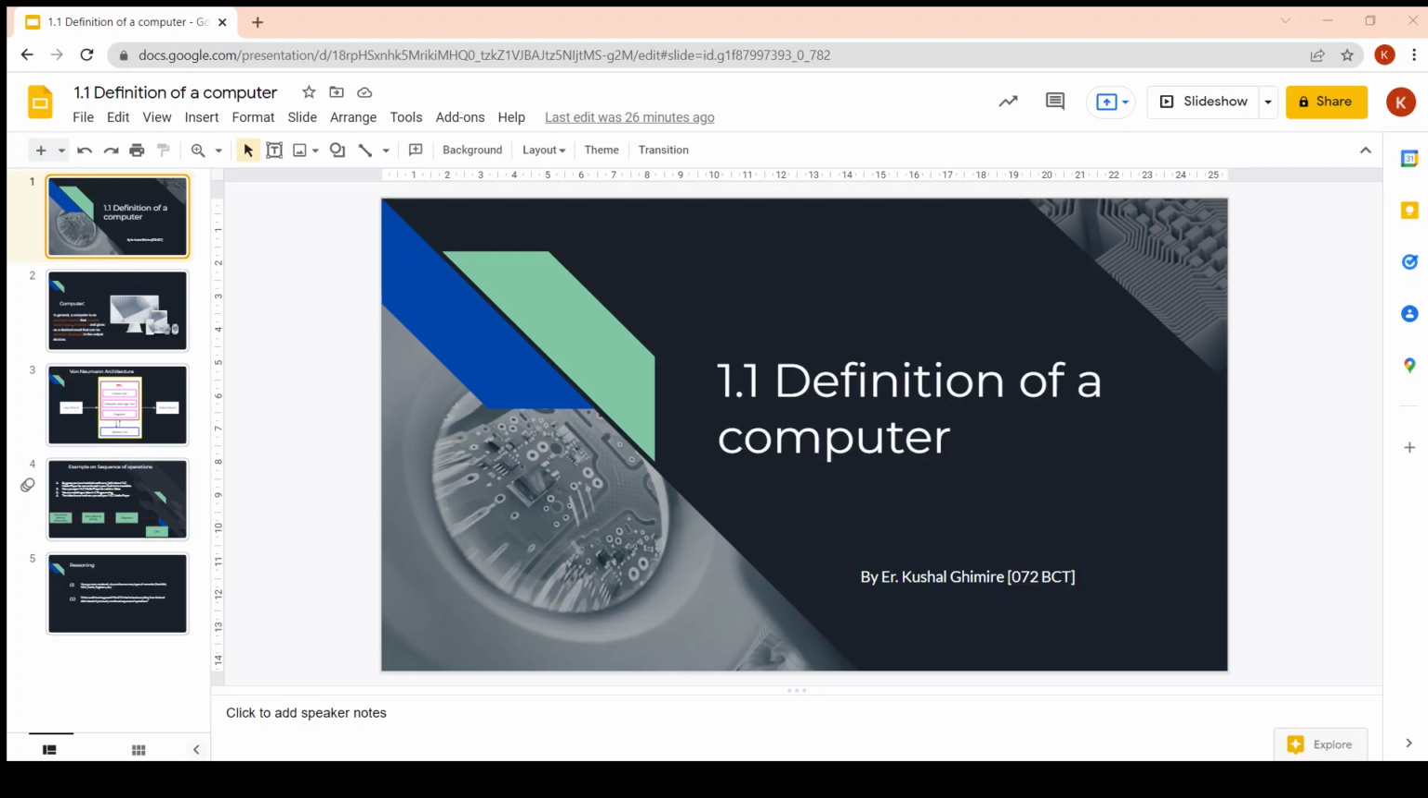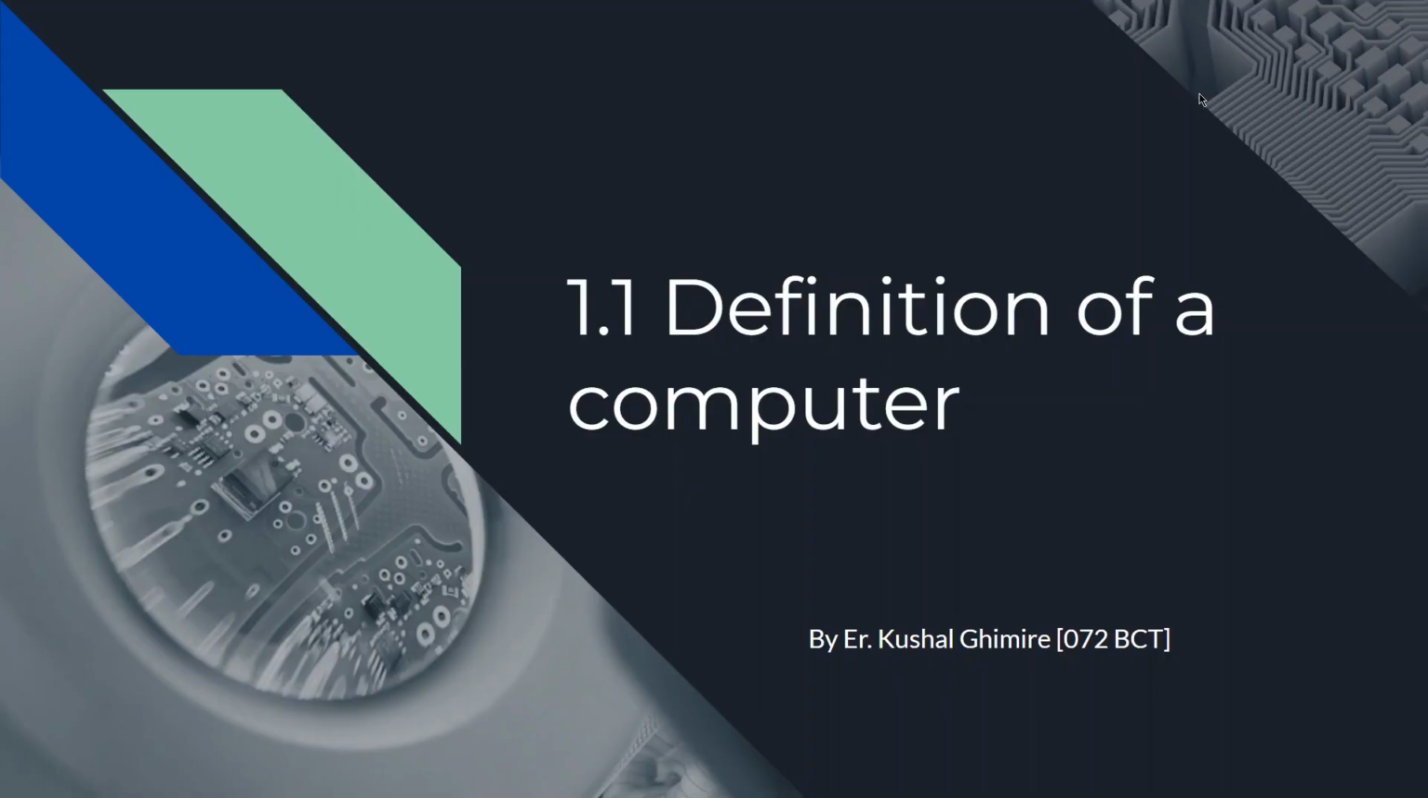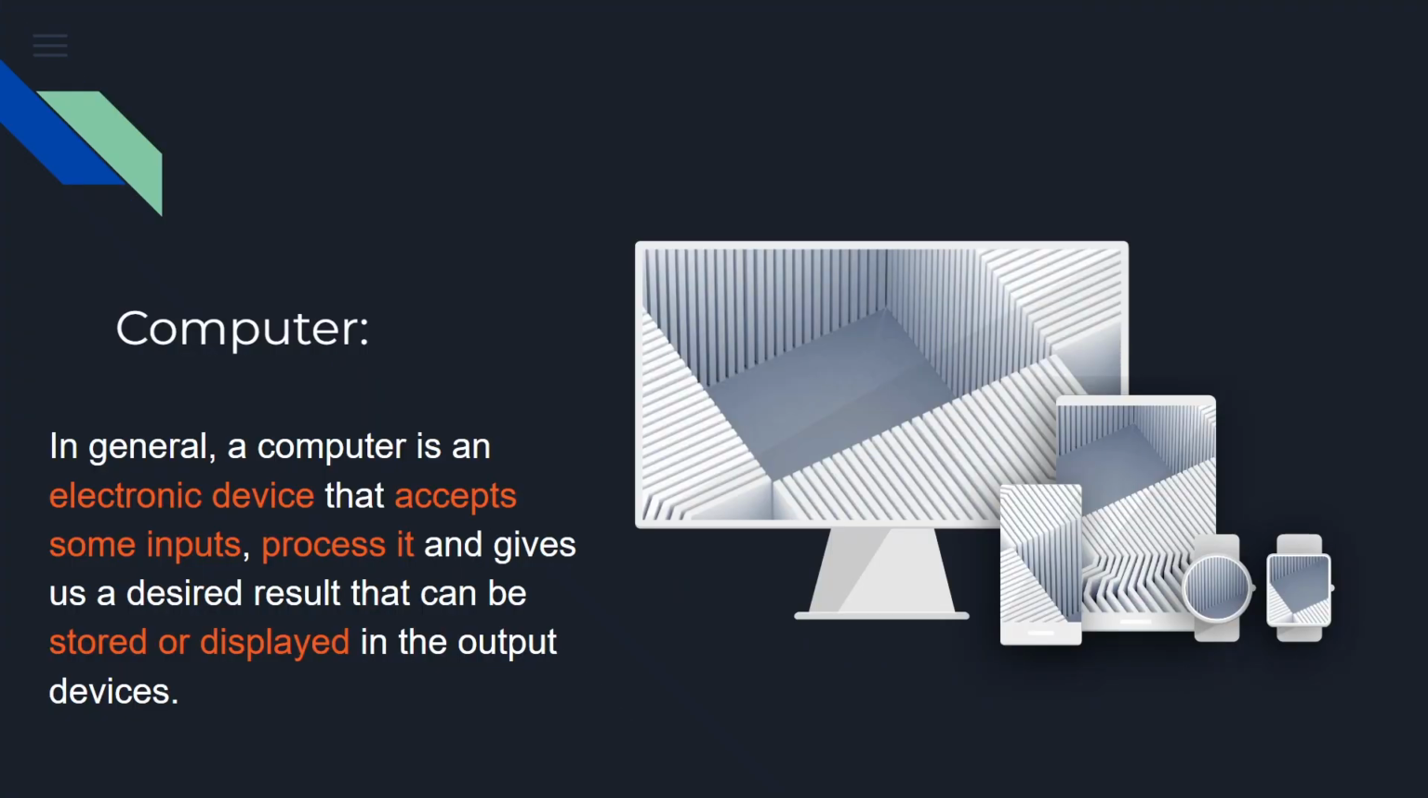Let's dive into the first section of this course. Definition of a computer. There are lots of definitions of a computer out there. Here is the common definition of a computer that you may have come across. A computer is an electronic device that accepts some inputs, processes it, and gives us a desired result that can be stored or displayed in the output device. That's quite a mouthful, but let's extract some key points from this definition.